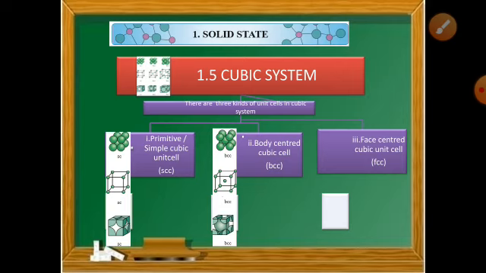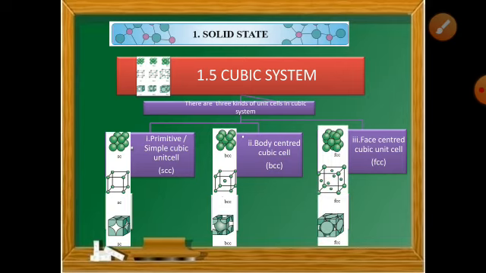Then the last one, the third one, why is it called a face centered cubic unit cell? Here the particles are present at the 8 corners of the cube. At the same time, one particle is present at the center of each face, since a cube has 6 faces. So at the center of each face one particle is present, and that's why this type of unit cell is called a face centered cubic unit cell, or you can write it as FCC.